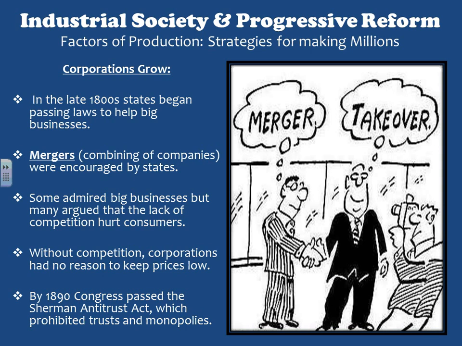And by 1890, people started wising up, and Congress passed the Sherman Antitrust Act, which prohibited trusts and monopolies. We're going to look over the next few days in class at the idea of a monopoly, of a trust, of vertical and horizontal integration.